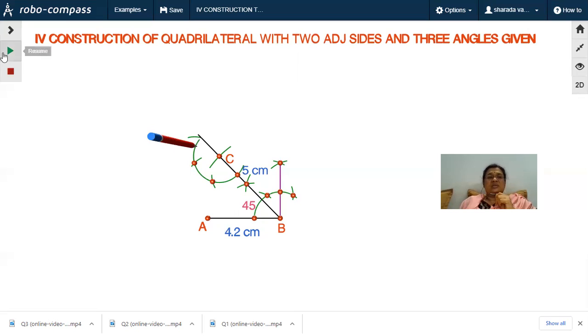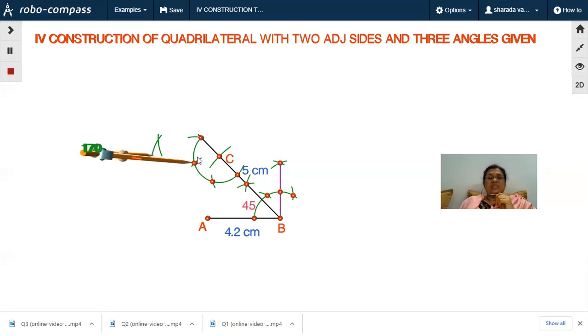And now, this is 135. We need 135, no? So we will get that 135 somewhere about this part here. So this is 60. After 120, you'll get it somewhere here. Let us see. See here, again, you take some radius and draw an arc like this.